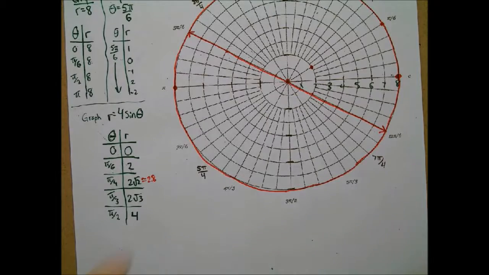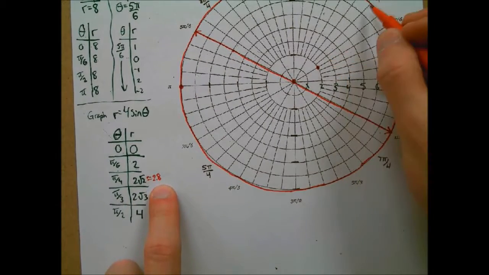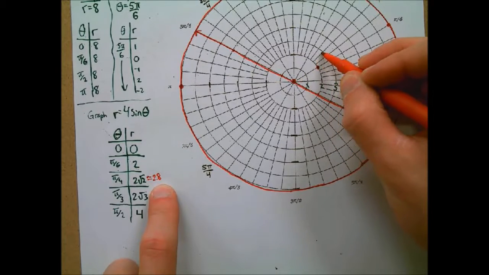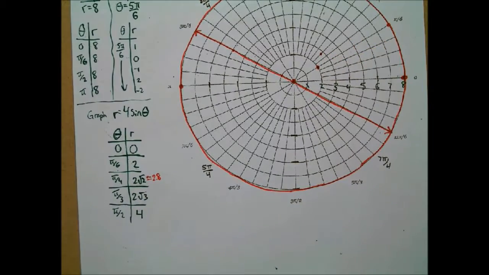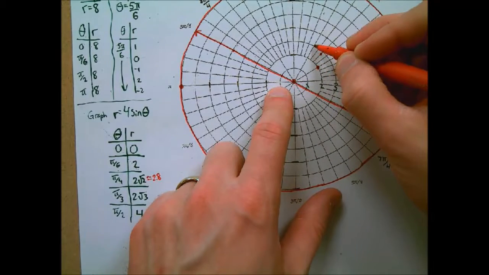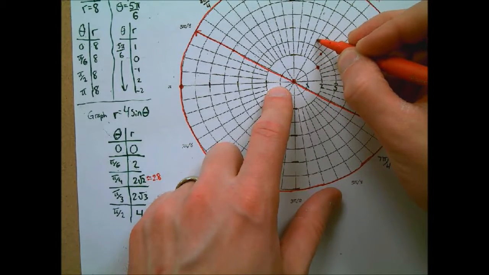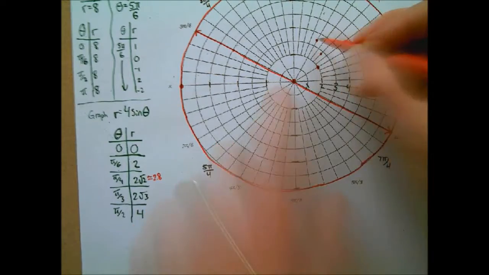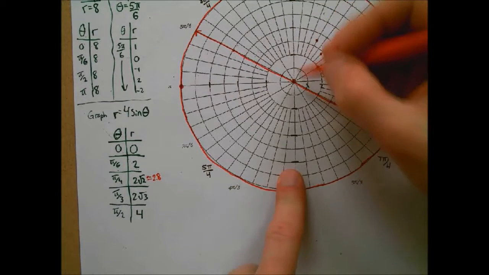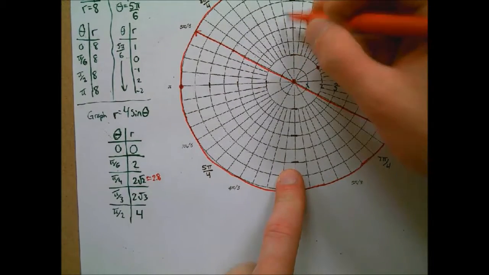So 2 root 2 is about 2.8. So again, there's pi over 4. So we're going to go out 1, 2 rings, and then almost to the third one, but not quite, right? So something like that. Okay, and then 2 root 3, 3.46. Let's go ahead and call that about 3.5. Not quite 3.5, right? So in the direction of pi over 3, we'll go 1, 2, 3 rings, and then about halfway, but just a little less. Right there. Okay? And then finally, pi over 2 is exactly at 4, which is a nice, easy one for us to do. So 1, 2, 3, 4 rings, and there's a point.